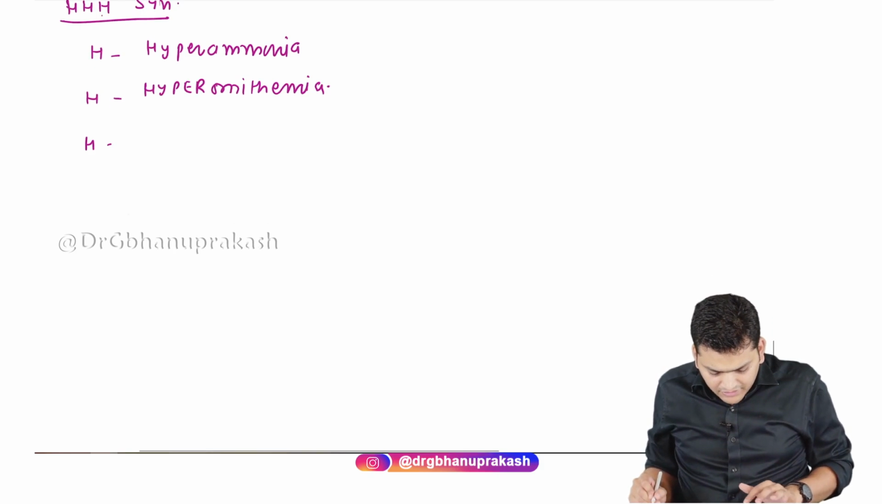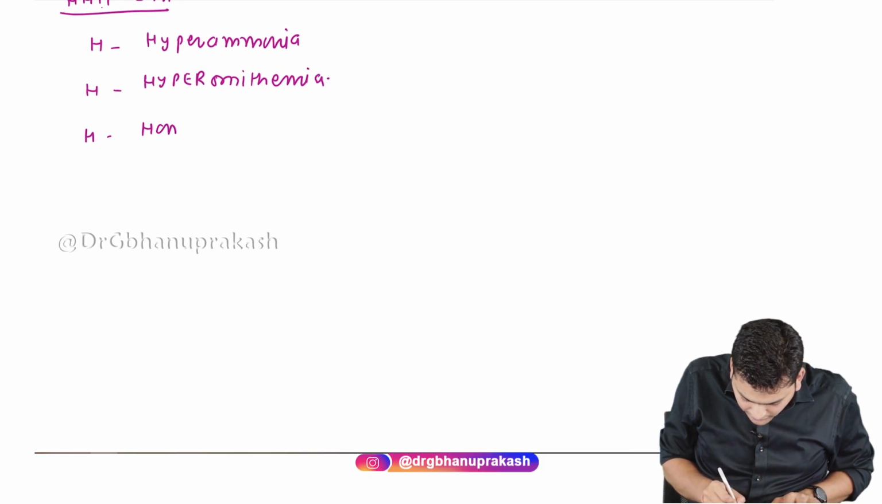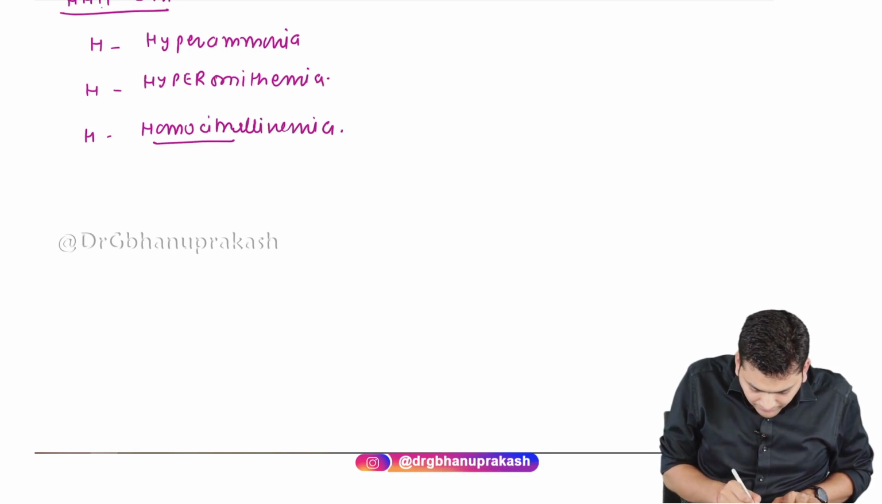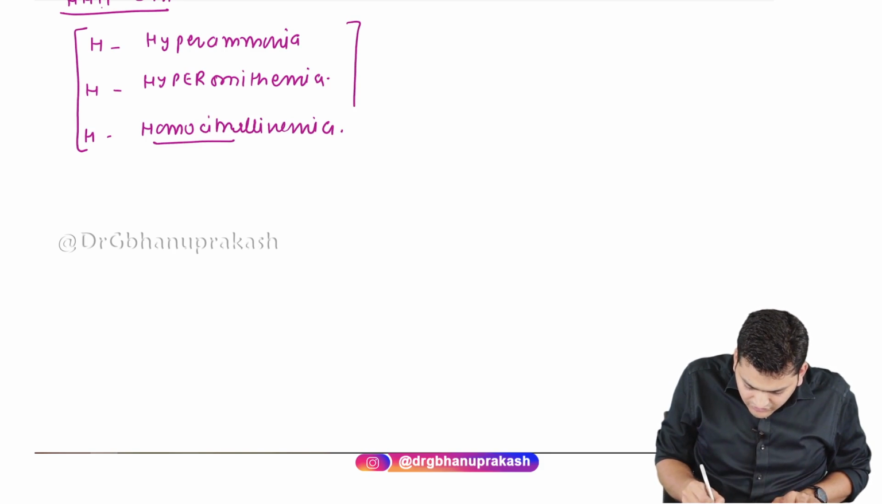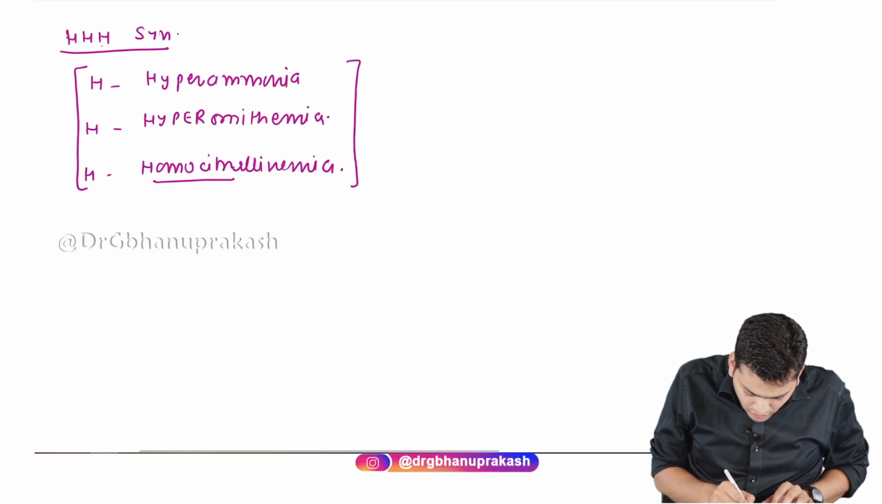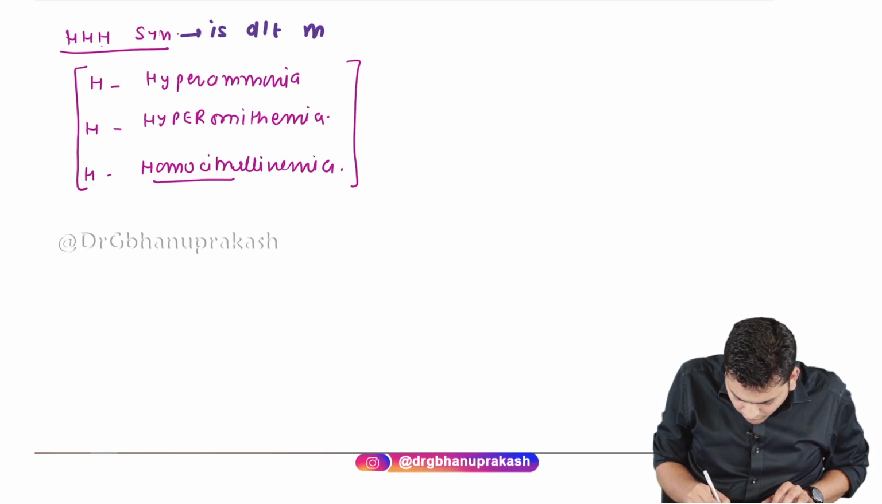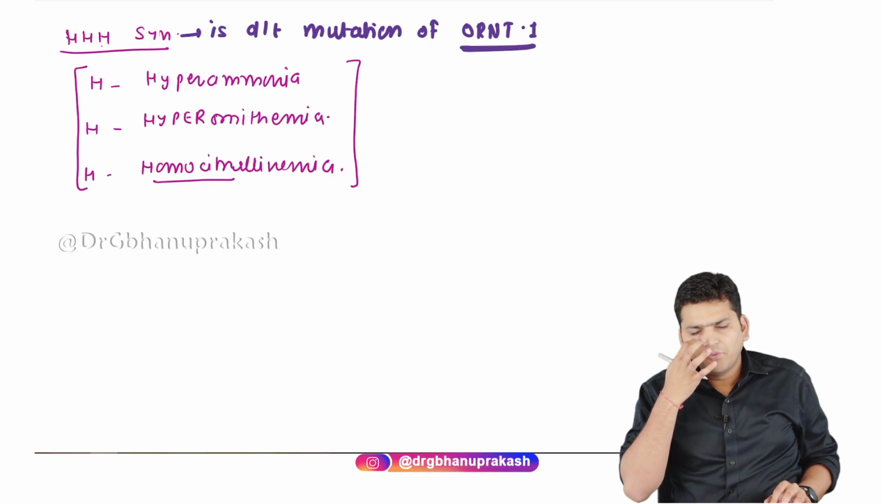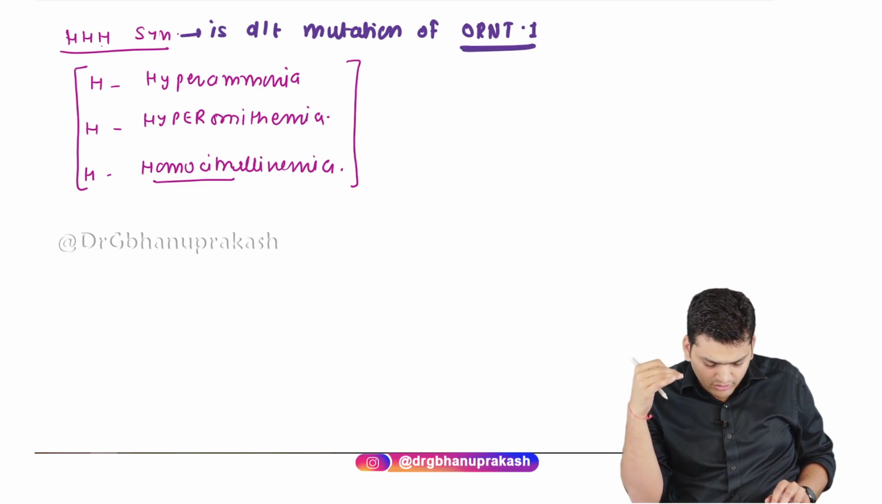The third H stands for homocitrullinemia. Just write it down. I will explain where this homocitrulline is coming from. So triple H stands for hyperammonia, hyperornithinemia, homocitrullinemia, and it is due to mutation of ornithine transporter 1. Right? So the first two are very clear: hyperammonia, hyperornithinemia.